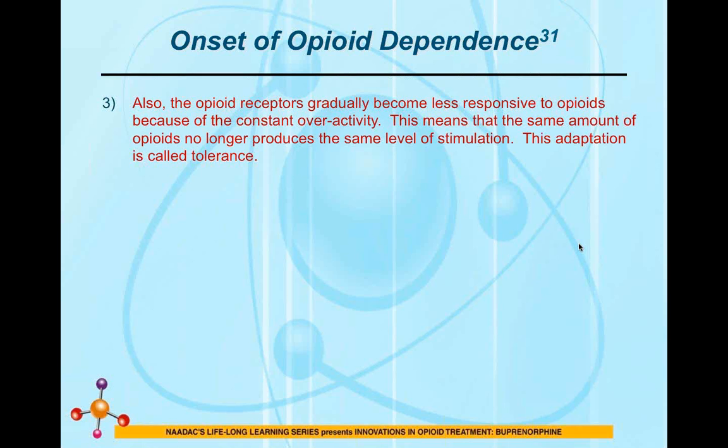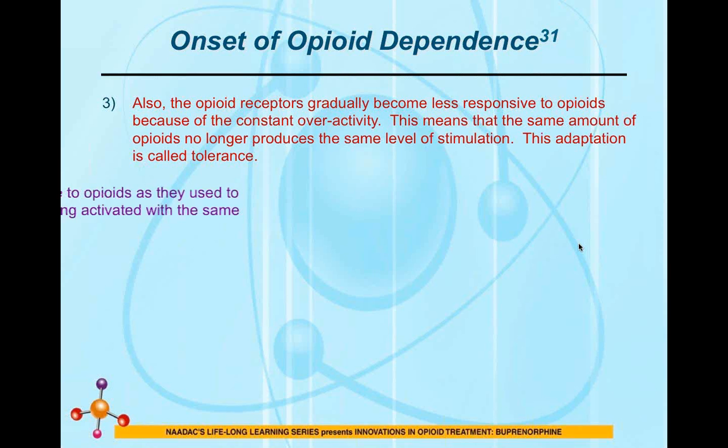Another thing that we know happens as opioid dependence sets in is that the more the opioid receptors are exposed to opioids, the more desensitized they get. They get used to that constant overactivity. And so they sort of turn down the volume on how much activity they're going to produce based on the same amount of opioids they're usually getting. It's just a little too much, so they turn the volume down. That means the same amount of opioids no longer produces the same level of stimulation that the user is used to. And that's exactly what is called tolerance, because the brain itself is getting so used to the constant presence of opioids, it's not having the same effect anymore, so tolerance sets in.